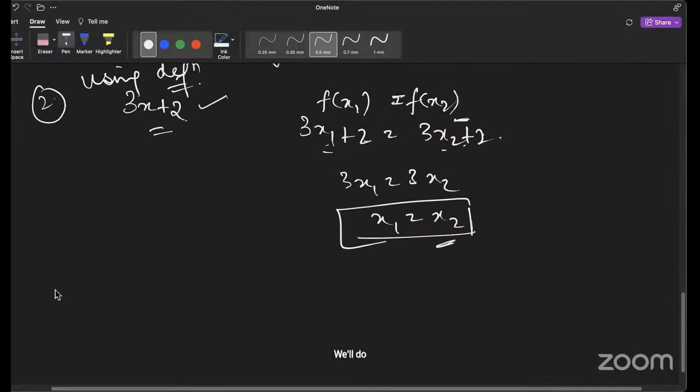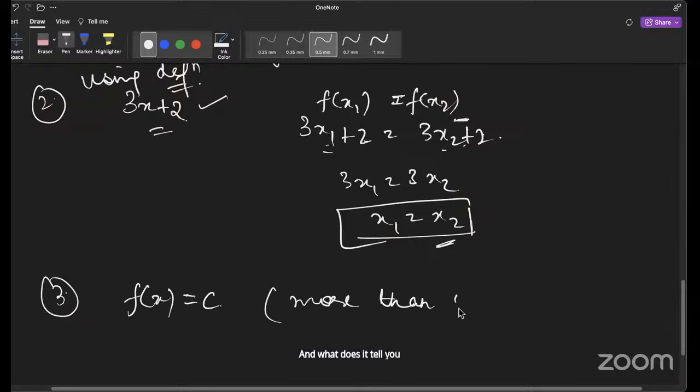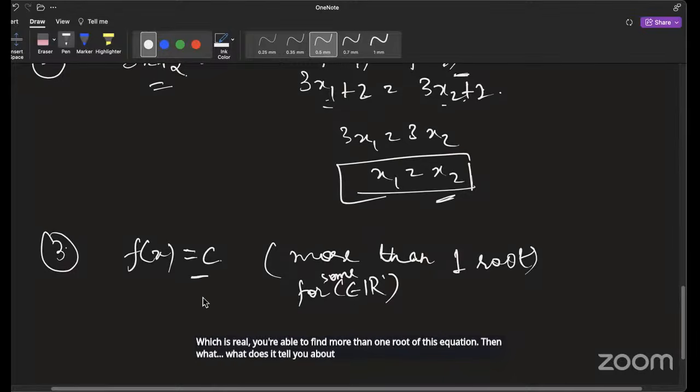We'll do more examples where we'll use the definition to prove this thing. Then the third way to do it is, let's just say you've been given a function f(x). And if you can find more than one root of f(x) equals c, where c is a real number, then what does it tell you about the one-oneness of this function? It's not 1-1.